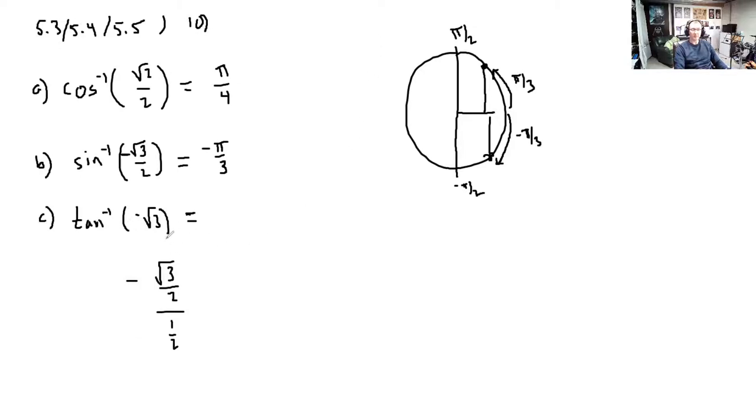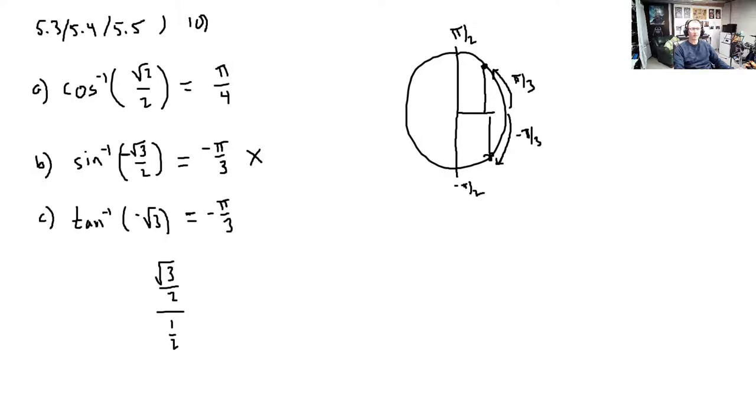That will give us the simplification of a negative root 3 inside the tangent. So now the question is, which one has to be negative, and what is the angle that gives us this? Well, we've already got this, don't we? We already know that sine inverse of negative root 3 over 2 is negative pi over 3, right? Okay. And will that work? If we say this is pi over 3, or negative pi over 3, will that work?